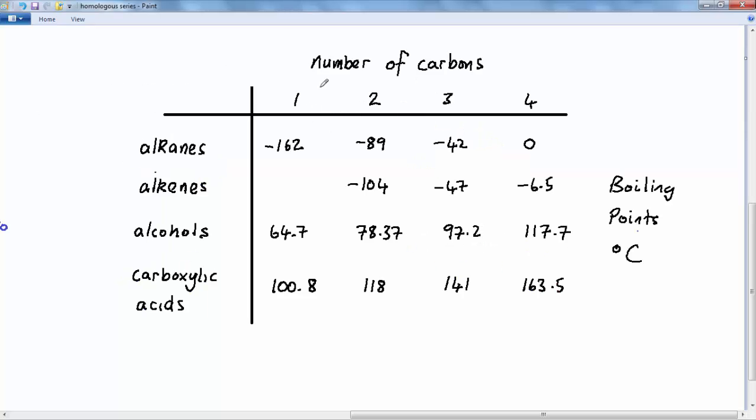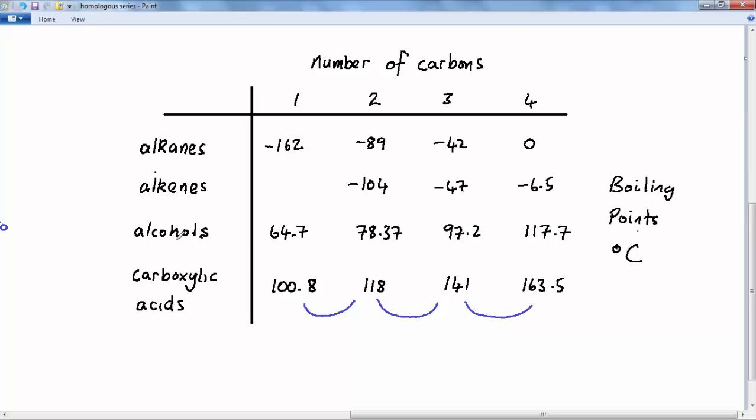So we can see this if we have a look at a table of their boiling points. So we've got the number of carbons in the chain here, and we've got the various groups here, and you can see in each homologous series, as the number of carbons increases, the boiling point increases by more or less the same amount. Whether you're looking at the alkanes, alkenes, alcohols or carboxylic acids, you get the same incremental increases in boiling point as you move down that series.